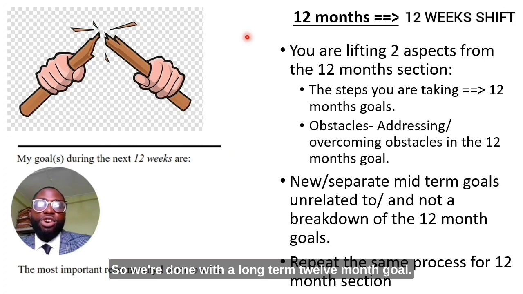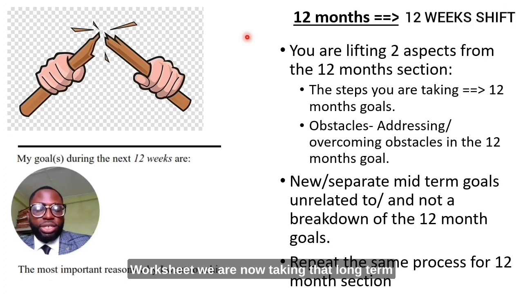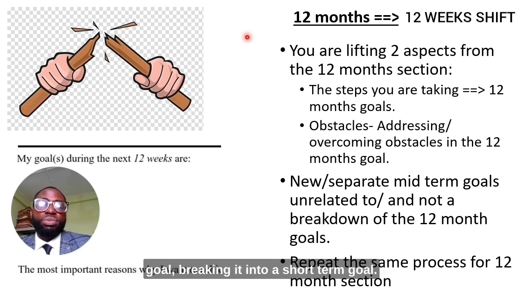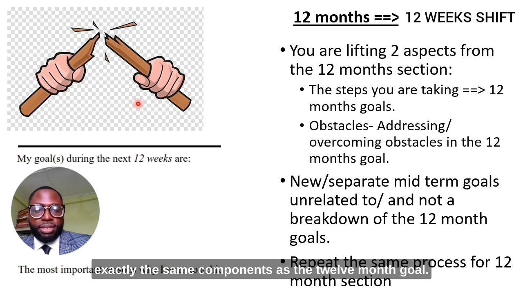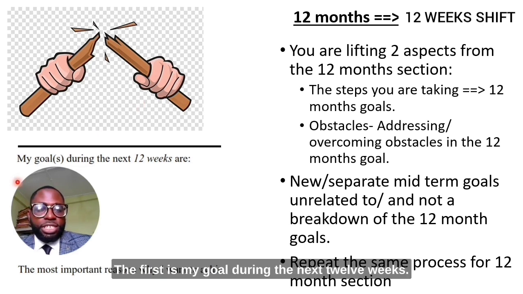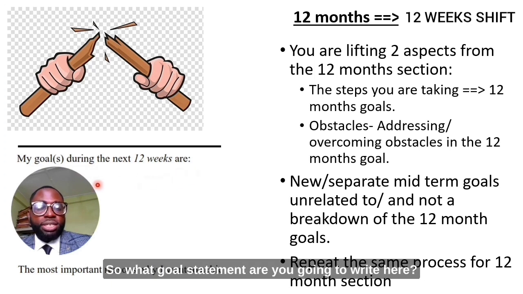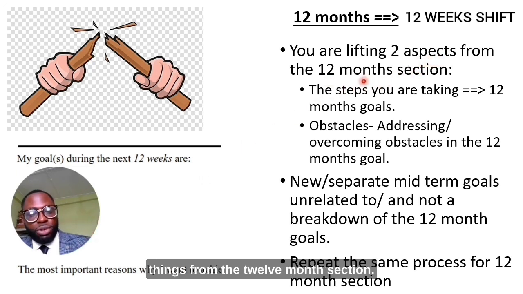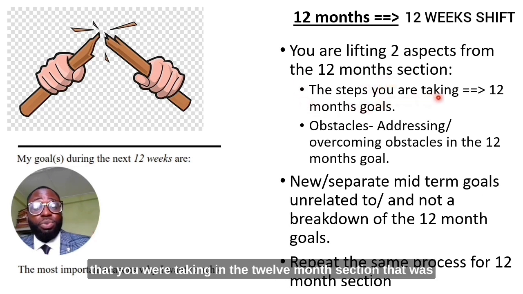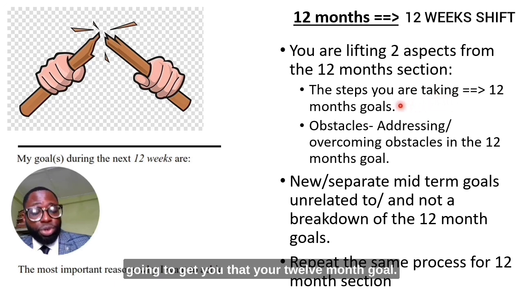So we're done with the long-term 12-month goal worksheet. We are now taking that long-term goal and breaking it into a short-term goal. I explained that the 12-week goal section has exactly the same components as the 12-month goal. The first is my goal during the next 12 weeks. So what goal statement are you going to write here? Now, you are basically lifting two things from the 12-month section. The first is the steps that you were taking in the 12-month section that were going to get you to your 12-month goal. You're bringing those steps and putting them here.